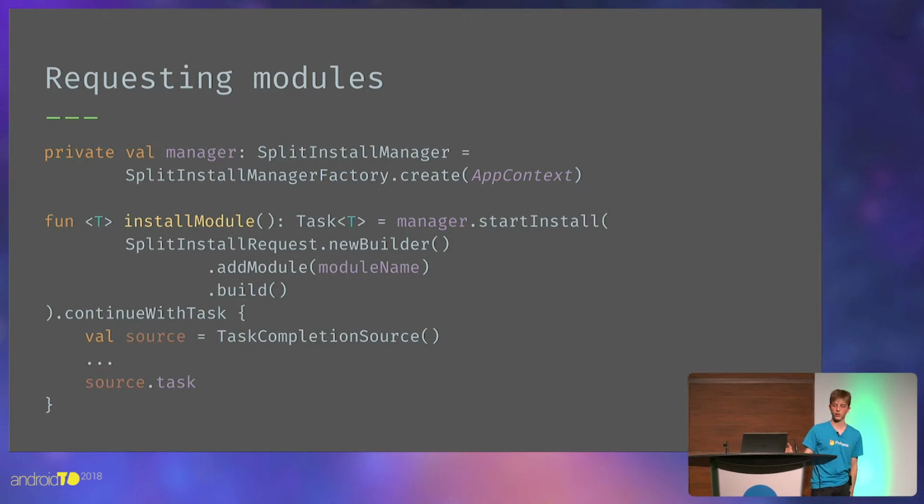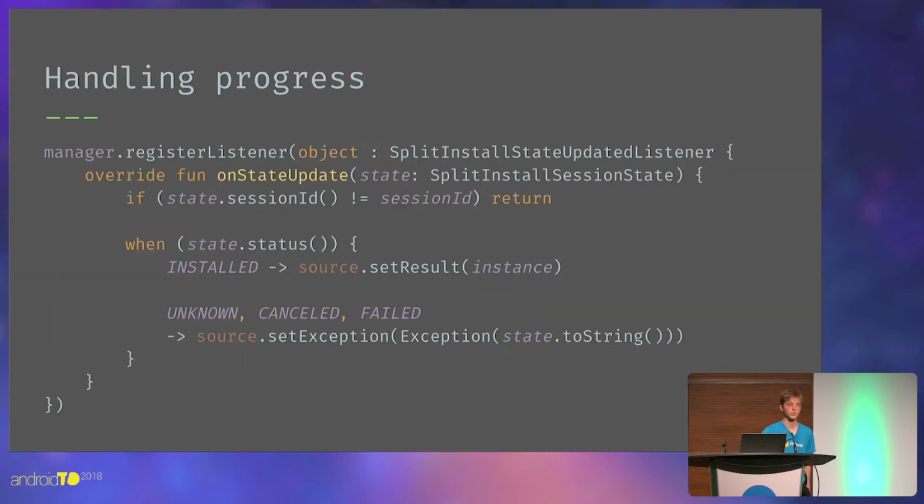So that's what you defined in your manifest. And then you just say install. And once it's done, you'll get a callback. But if you want to show progress, that's where this piece comes in. You have to register a listener. And so Google has some pretty good docs.